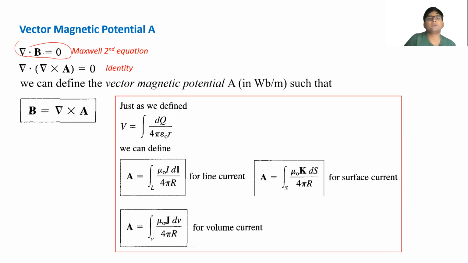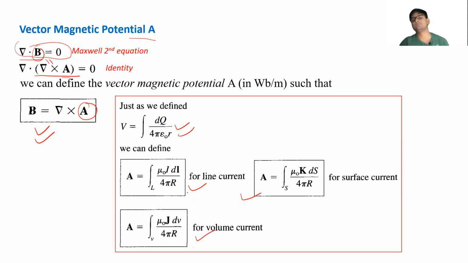So if you see del dot B is equal to 0, we can say that this B quantity can be equal to this del cross A. And A is a vector because we are taking the curl of A. So A, as we have assumed, is the vector magnetic potential. So using these two equations, we can say that B is equal to the curl of a vector A, and this A can be termed as vector magnetic potential. And just as we defined the voltage in the case of electrostatics, which was this formula, we can define this vector magnetic potential as these formulas, right?